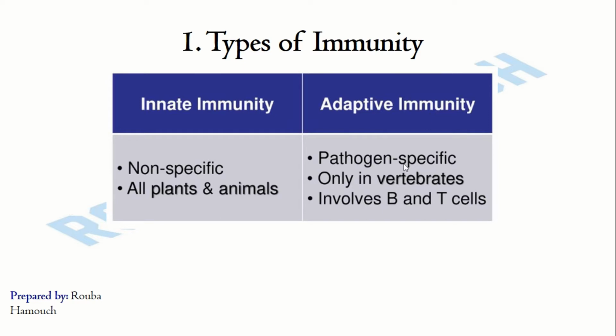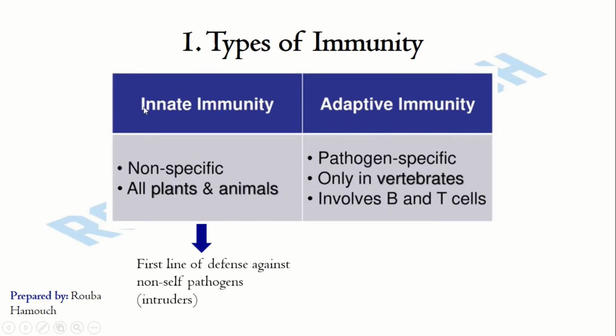It is selective. It is only found in vertebrates, and it involves B and T lymphocytes, whereas the innate immunity involves the granulocytes, mainly neutrophils, and the phagocytes. So, the innate immunity is considered as the first line of defense against non-self pathogens or intruders because it is triggered a few hours following the entry of the intruder.